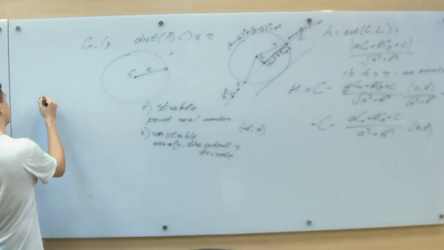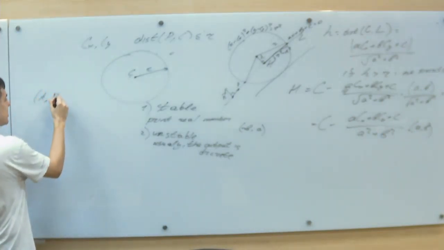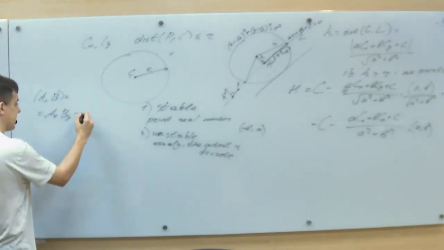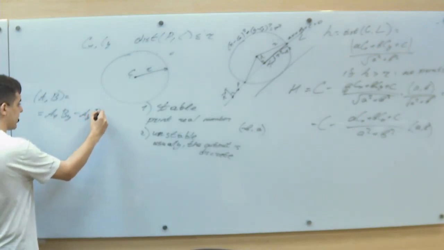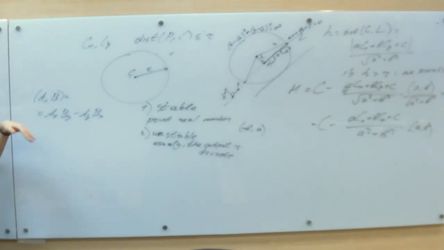So let's remember the definition of the cross product, or vector product. A cross B is A_x B_y minus A_y B_x. So if these coordinates are very large, but the answer is very small, then calculating this in doubles can introduce a lot of error. So for example, let's look at these points.